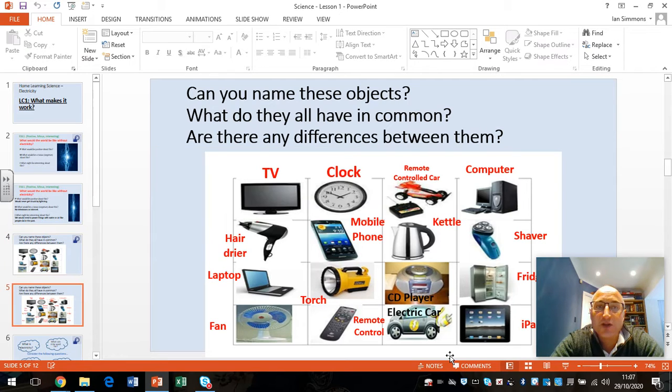Okay, so the objects are TV, clock, remote control car, computer, hairdryer, mobile phone, kettle, shaver, laptop, torch, CD player, fridge, fan, remote control, electric car, and an iPad. They are all electrical devices. They all require electricity in order to work. Now, the difference between them is how they're powered. So, for example, a TV and a kettle, you have to plug into the mains. Something like a clock or a remote control, they work on batteries, so they're mobile. They can be moved around.